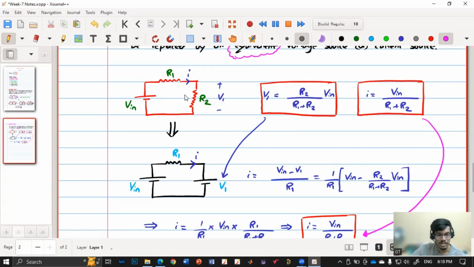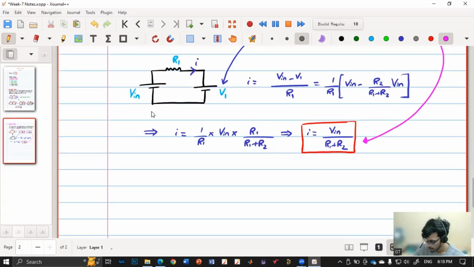So this is when I have converted this resistive element into a voltage source. Similarly, I can convert this resistor into a current source. I can also do that. So let me do that. You are understanding, right? Whatever I'm trying to prove.